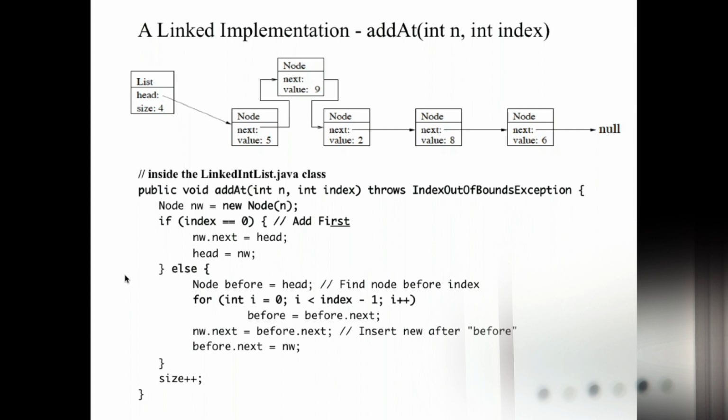you need to know where the address of this element is. The address of this element will be stored over here. So, you need to store this address into the next of the new element. For example, the name of the new node is nw. So, you have to call nw.next equal to before.next. Otherwise, you will lose that value. Okay? And then you can set it back.